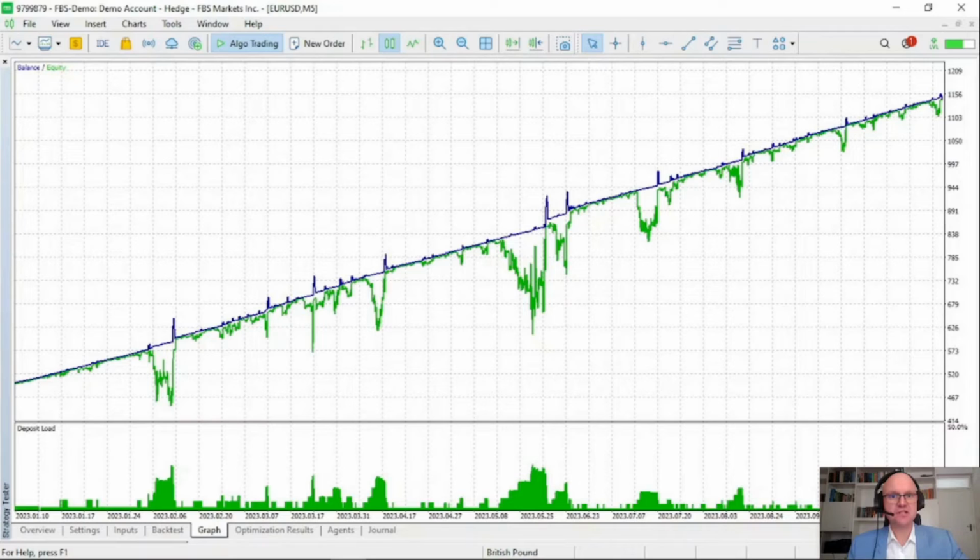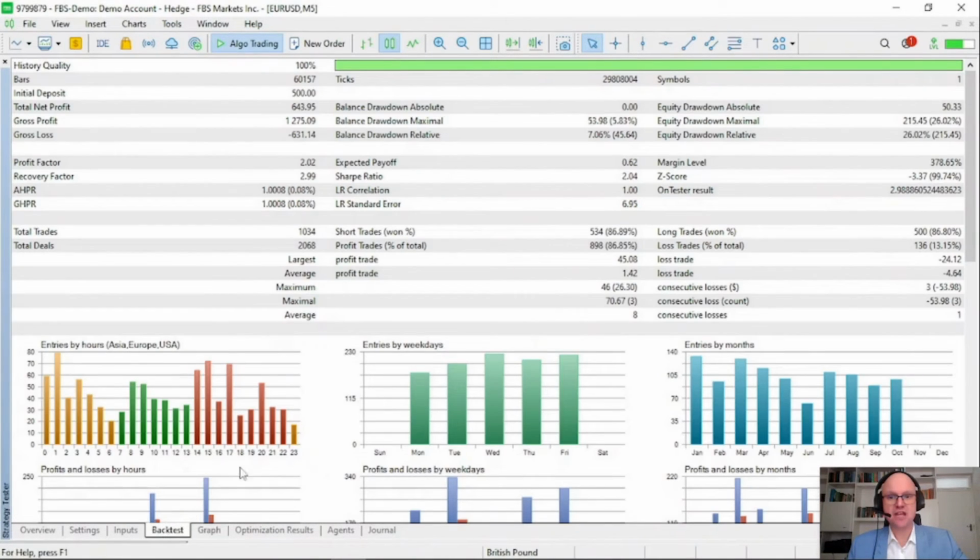Compared to the results of the single trade strategy, you will see that our total net return is now $643.95, meaning over 100% growth with a profit factor of 2 and all of the trades in the grid 186%. Our equity drawdown was $215.45 or 26.02%.